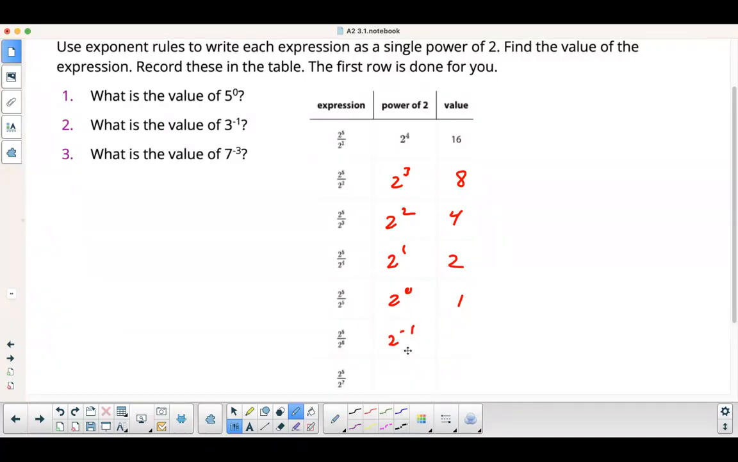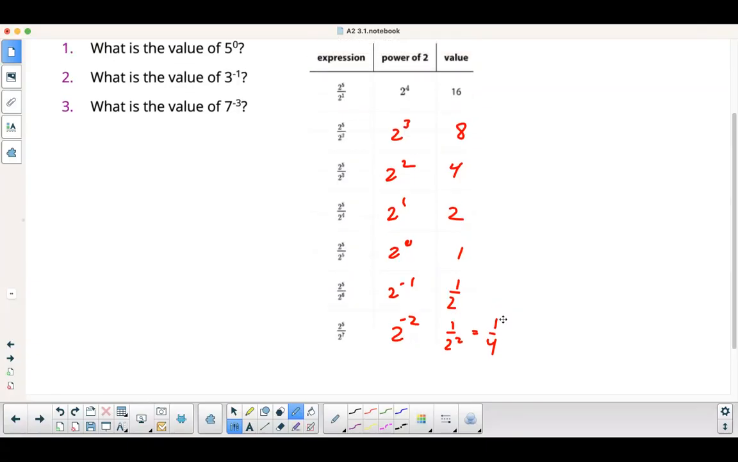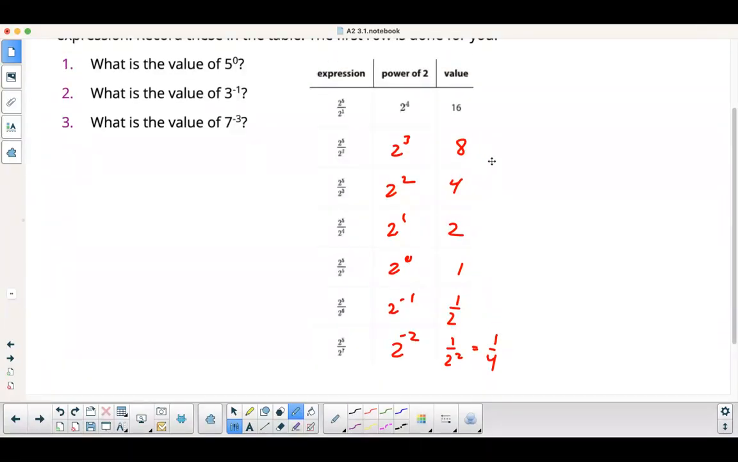So here you got to remember the negative power means you take it down to the denominator, make it positive. So that'd be 1 over 2 to the 1st. And then this would be negative 2. So this is going to be 1 over 2 to the positive 2, which is 1/4. So you should kind of notice this is a geometric sequence. You keep timesing it by 1/2.